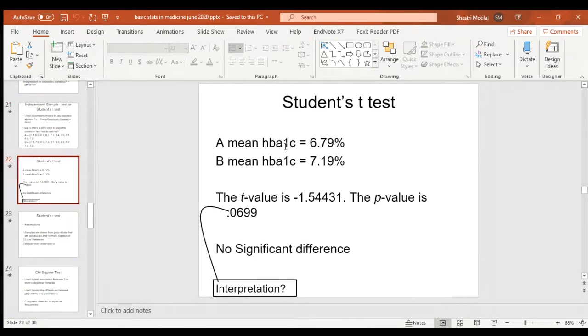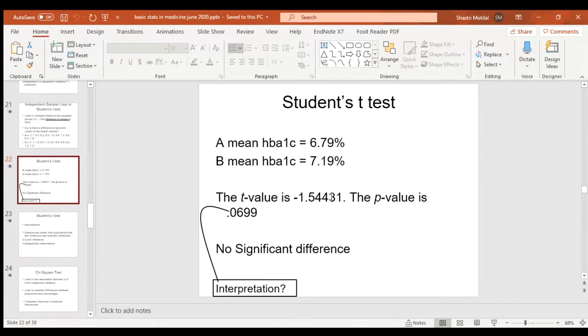The average HbA1c in Health Center A was 6.79%. And the average HbA1c in Health Center B was 7.19%. Obviously, they are different. But remember, anytime we see differences in 2 groups, what do we need? We need a p-value to tell us if the observed differences were due to chance. So what's the interpretation here? We just went through this in the last lecture. When you do the t-test, it gives you an output, including a t-value. You don't have to worry about that, but it gives you a p-value.